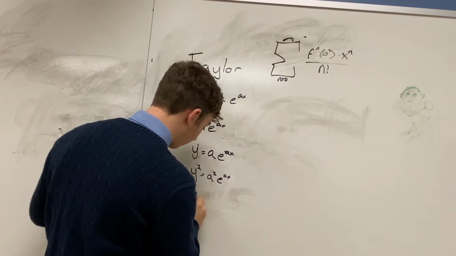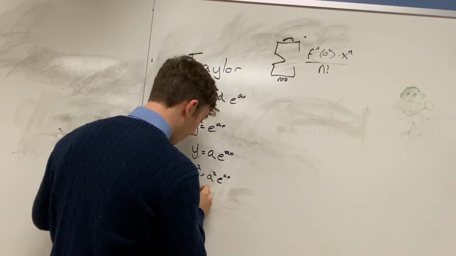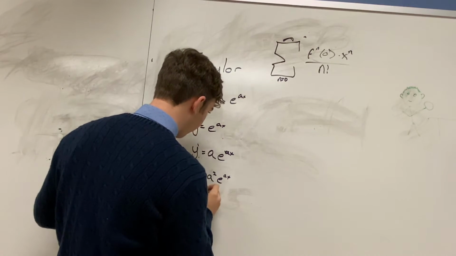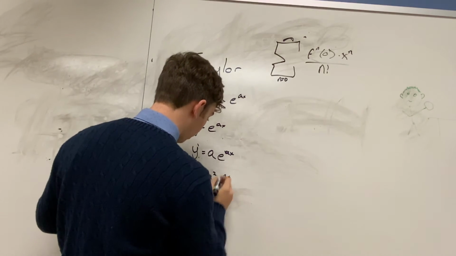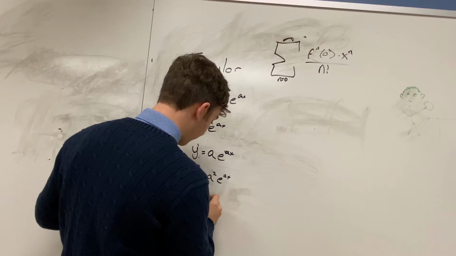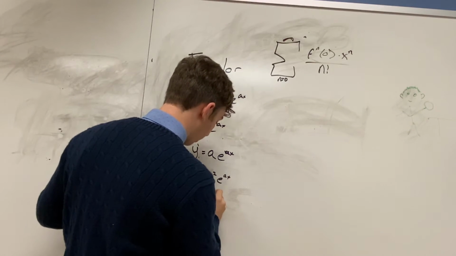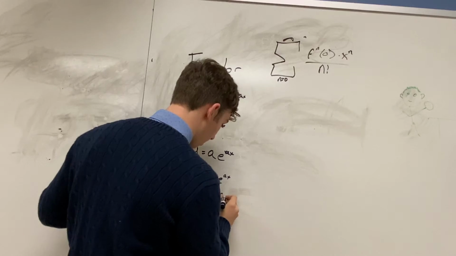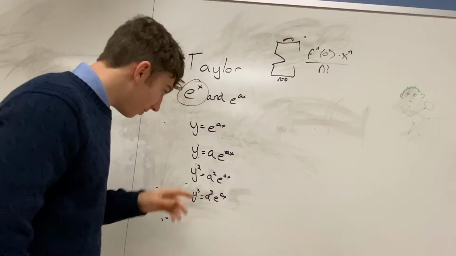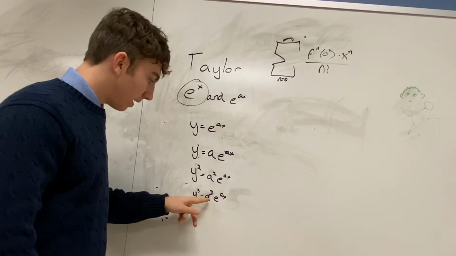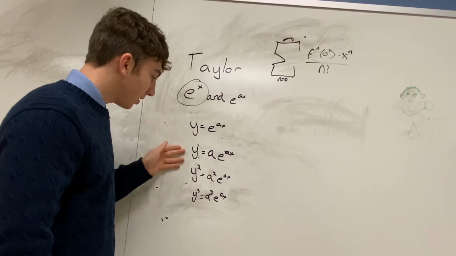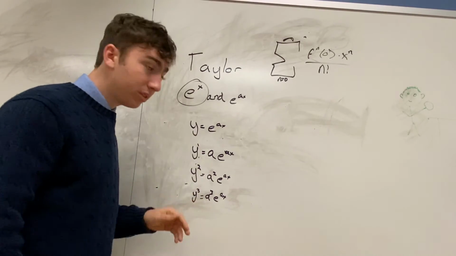Third derivative is going to be a cubed e^(ax). So as you can see, the power of a just represents the derivative number.